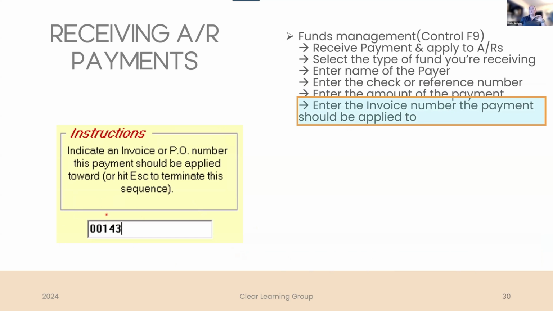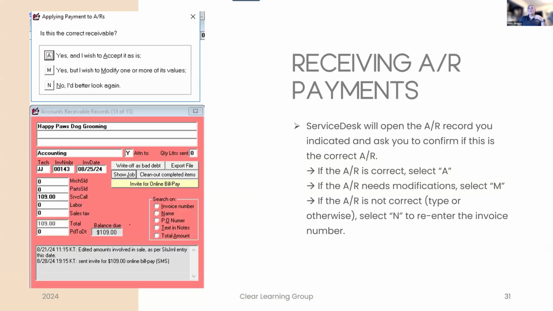In this case, we only have the small amount of $109.95, and we're just going to apply this to a single record. We're going to apply this to invoice number 143. And when we do that, ServiceDesk pops up and shows us the accounts receivable record that we've indicated we want to make the payment on, and asks if this is the correct accounts receivable record. Assuming that it is, we're going to click A, and the system is going to move forward. If something here was wrong and we needed to adjust it, we could do that here.